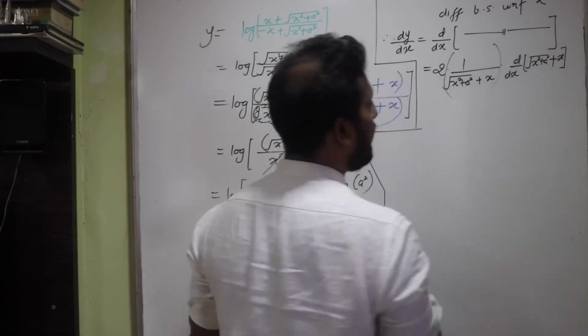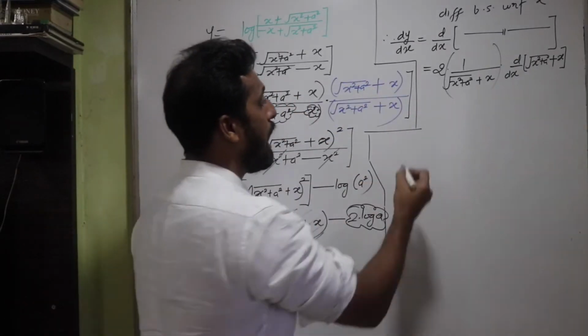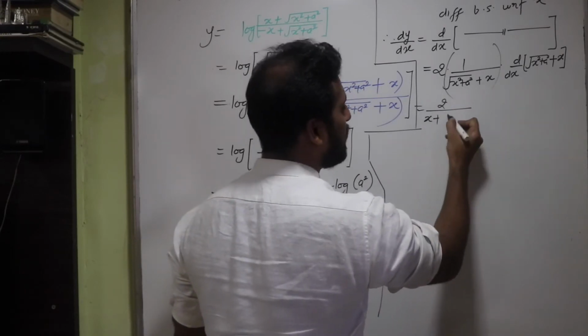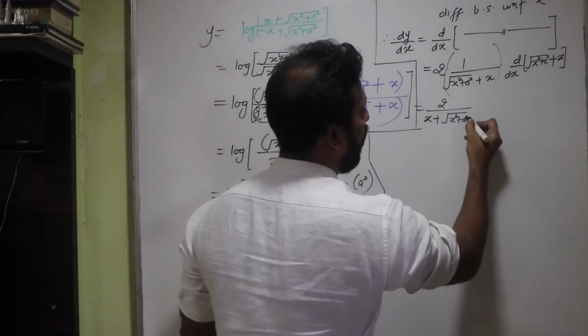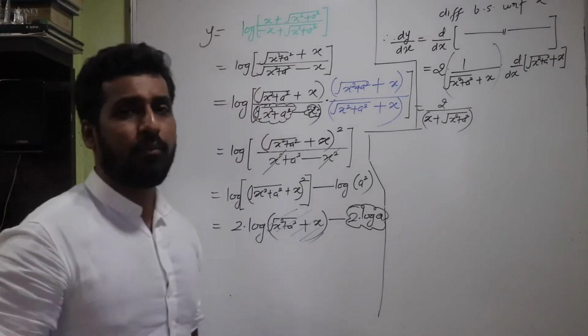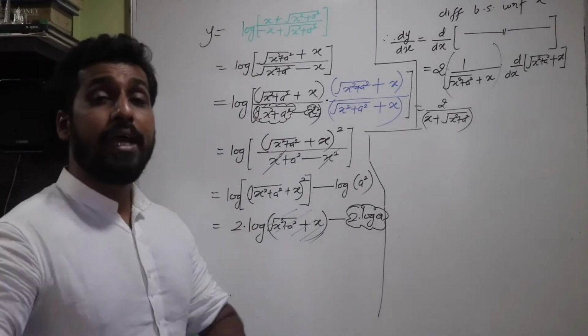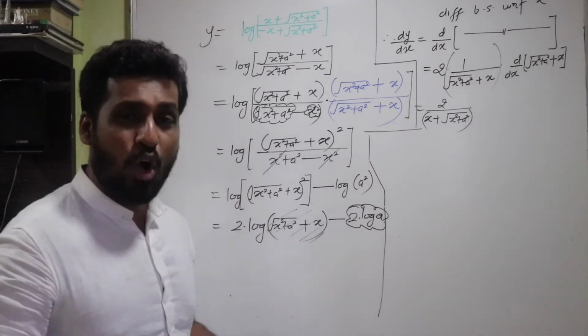So let's keep this thing in a bracket. So I get the answer as 2 upon, so let's reverse the term and write it x plus root of x square plus a square. Not needed, but for simplicity purpose I have written x first and then root of x square plus a square. Even if you don't write it, it's not going to cost us anything.